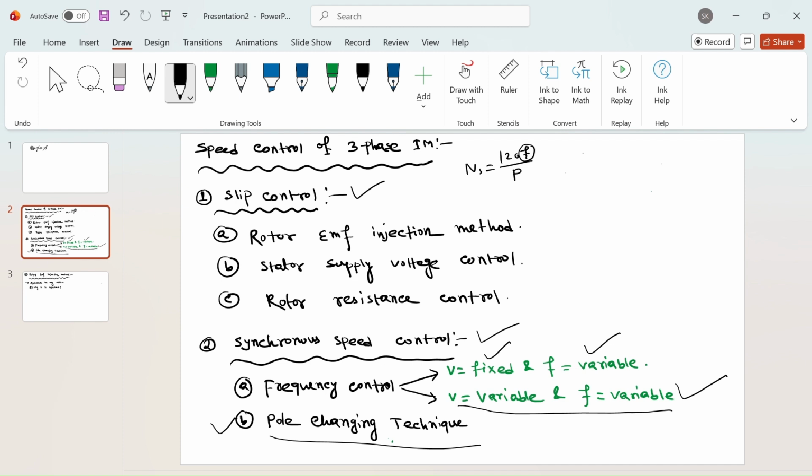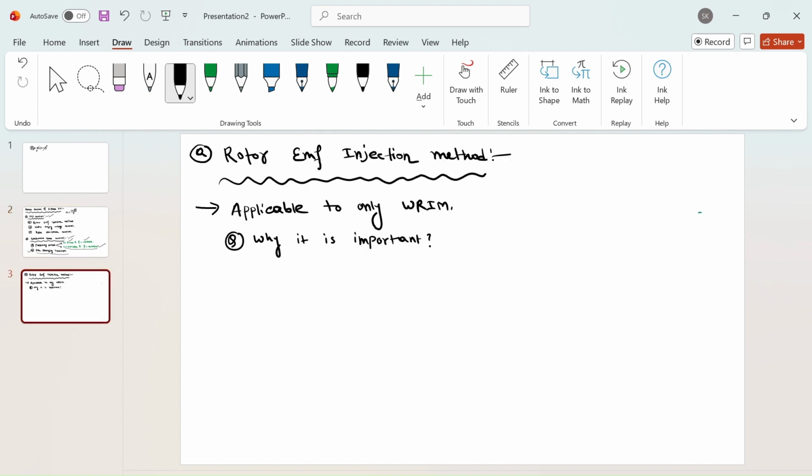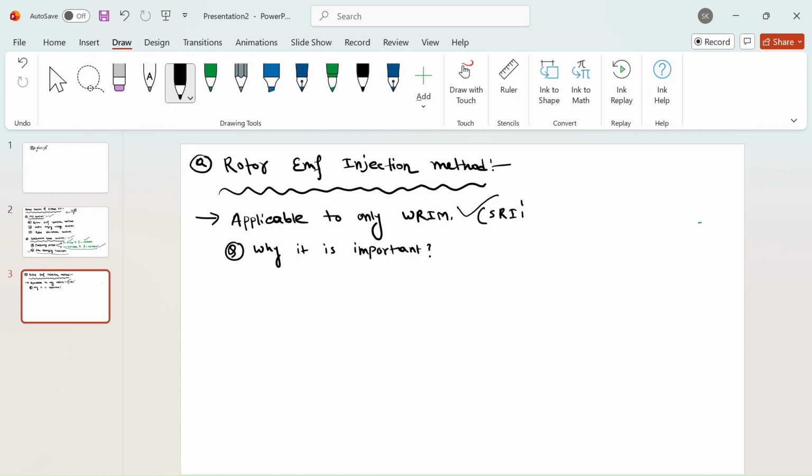Now let's start with the first one, the rotor EMF injection method. As I mentioned previously, it is applicable only to the wound rotor induction motor, or sometimes we call it a slip ring induction motor, and why it is important. To understand why it is important, I have to explain a few things more.